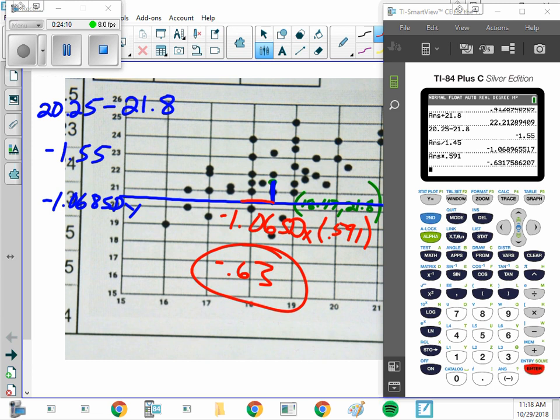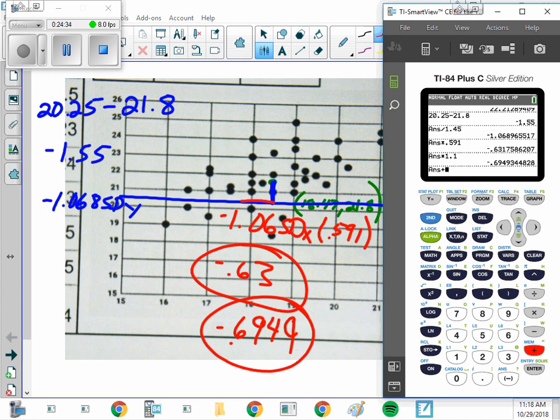I need to convert that back to inches, times it by 1.1, which is the SDX, and I get negative 0.6949. What is that? That is how far below average we expect the measurement of the arm to be in inches. So I add that to 18.47, and I get 17.7 inches.